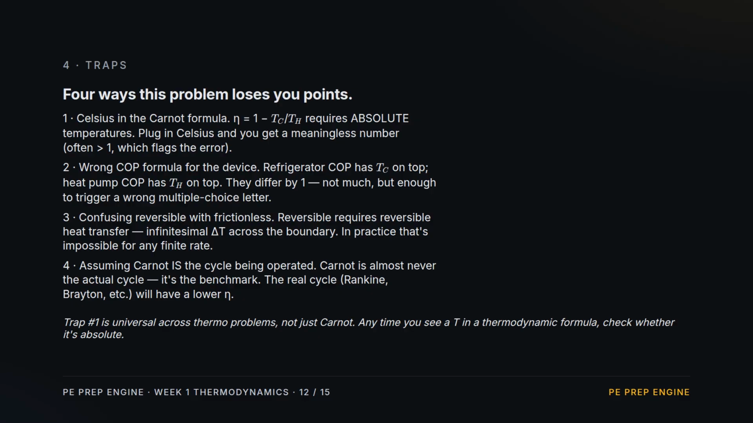1. Absolute temperatures in the formula. Celsius gives a meaningless answer, often above 1, which flags it. 2. Write the COP formula for the device. Refrigerator has TC on top, heat pump TH. 3. Reversible isn't frictionless. It means an infinitesimal temperature difference across the boundary, so infinitely slow, not realizable at finite rate. 4. Carnot is almost never the cycle being run. It's the ceiling, and the real cycle always comes in lower.